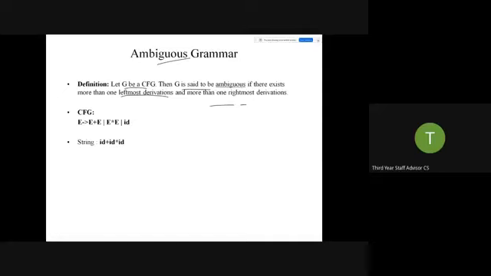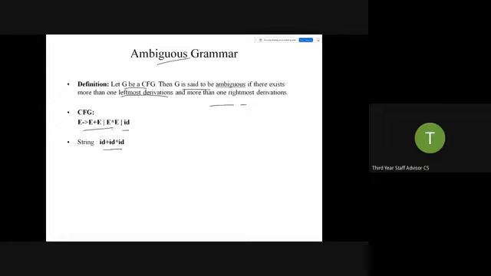So here we are given a grammar G: E implies E plus E, or E implies E star E, or E implies ID. This is our context-free grammar. Then we have a string ID plus ID into ID. Here we have to generate this string by using this context-free grammar.